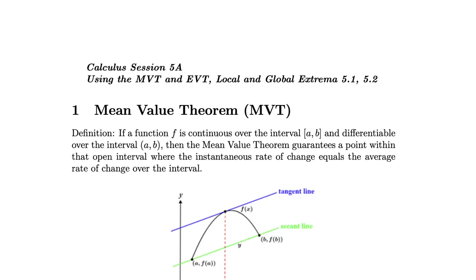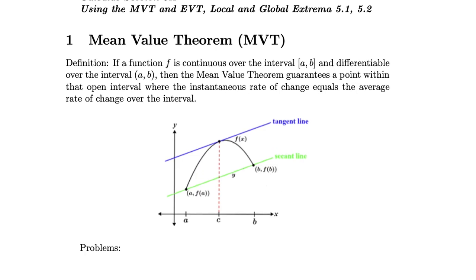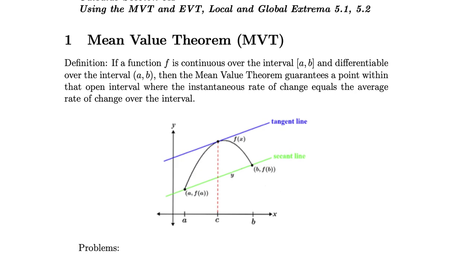Today we'll be covering a very important topic, the MVT, as well as introducing the EVT and local and global extrema. So all very important concepts. For the mean value theorem, if we have a function f continuous over [a, b] and differentiable over the open interval (a, b), then the mean value theorem, also written as the MVT, guarantees a point within that open interval where its instantaneous rate of change is equal to the average rate of change over the interval.